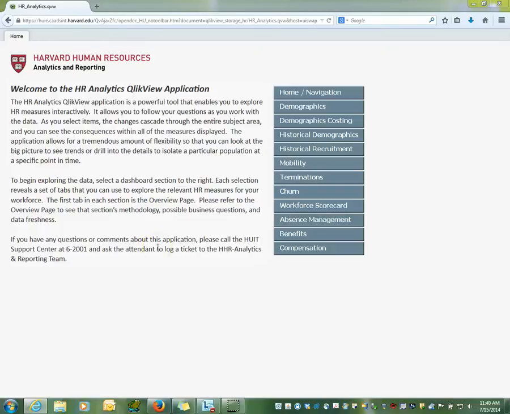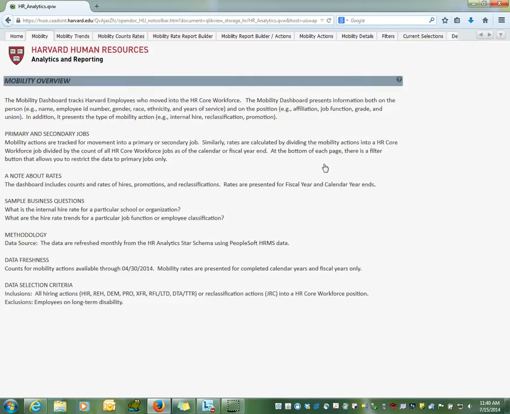I work at Harvard Human Resources Analytics and Reporting, and this demo is about mobility as part of the HR Analytics QuickView application. Mobility is about the employees who move into an HR core workforce position. It tracks information about the person and the position that they move into. In addition, it tracks information about the type of mobility. So for instance, was it a hire or a reclassification? If it was a hire, was it an internal hire, etc.